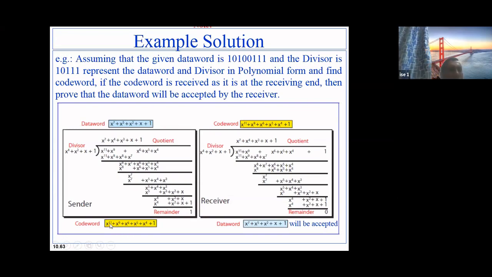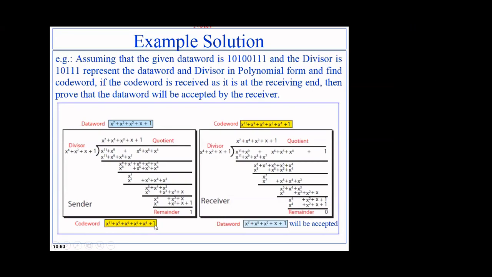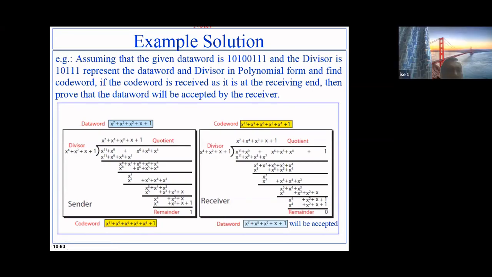So my code word is nothing but x to the power 11, x to the power 9, x to the power 6, x to the power 5, x to the power 4, and plus 1. Okay. And this is received as it is. It is saying that if the code word is received as it is at the receiving end, then the data word will be accepted by the receiver.